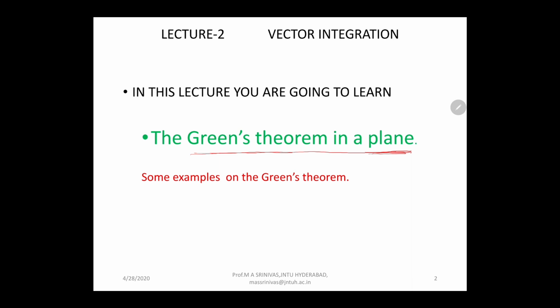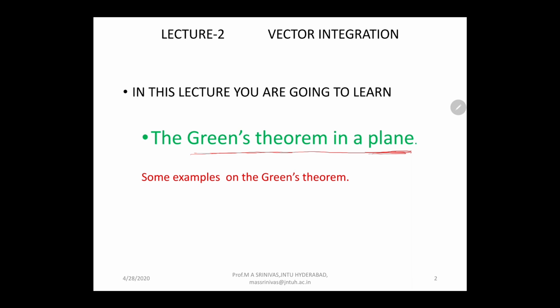In your syllabus, in vector calculus, you have three theorems: Green's theorem, Stokes' theorem, and Gauss divergence theorem. For all these three theorems, the proof is beyond the scope of the syllabus. Therefore, I am not going to deal with the proof of this theorem, but the statement and what actually the statement says, that discussion we will take up now. Okay, this is the statement of Green's theorem.